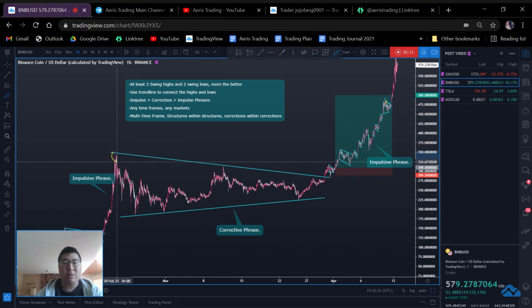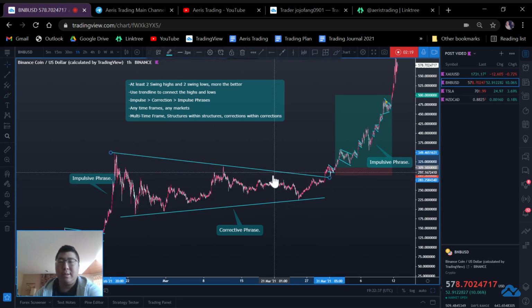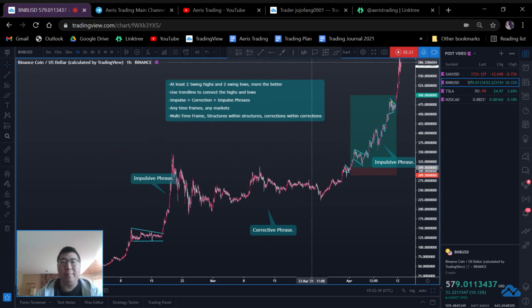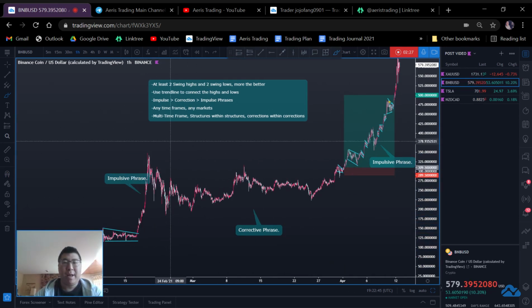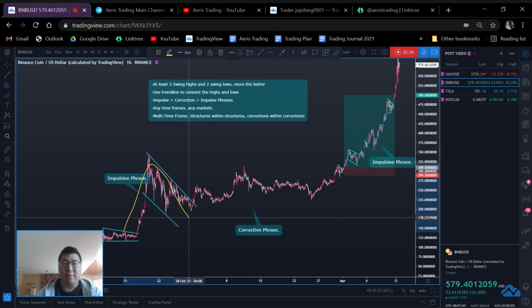Okay, so two swing highs and two swing lows, and we use the trend line to connect the highs and lows. You notice that I always draw in the trend lines once the impulsive move finishes. So we know that this is an impulsive move, a period of sharp momentum and fast movement, and when we fall into this consolidation phase, I always use the trend line as the first example. So let's say we start looking at this as a first correction, and it's not wrong, because this is an impulse, this is a correction.